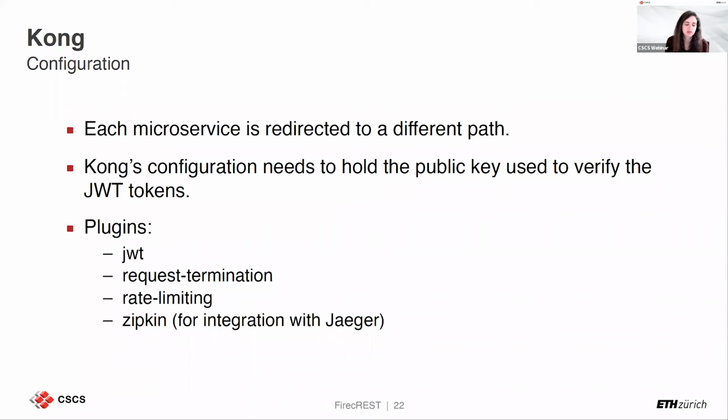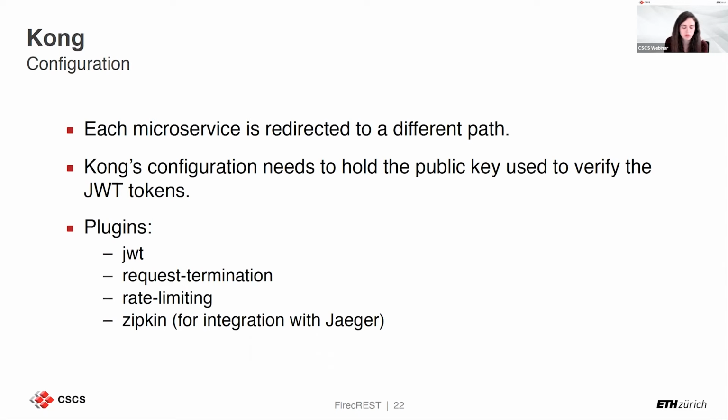First, the request should be redirected to the right microservice, and these microservices can be in different paths in the same machine, or with different ports or different IPs. The Kong configuration will be checking the JWT tokens, the OIDC tokens that I mentioned. So it will need to hold the public key of the OIDC server in order to verify them. And finally, we are using some plugins for our deployment.